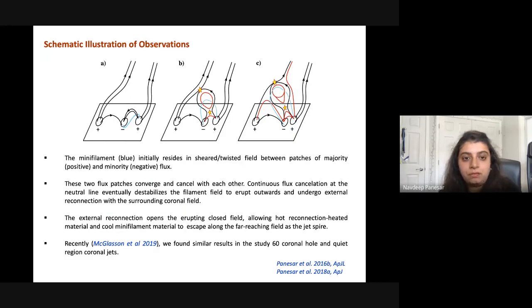On the basis of our HMI and AIA observations, we drew this sketch. In this one, we placed two bipoles next to each other. One is this larger one. The other one is this smaller one, as we have seen in the observations.